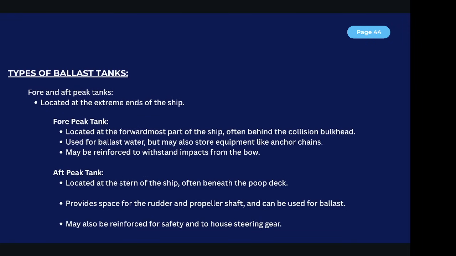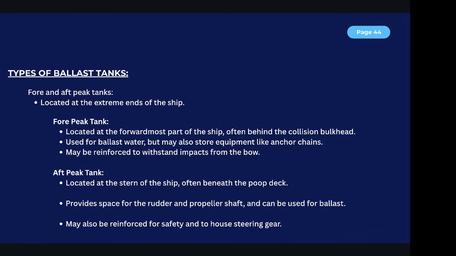We also have other types of ballast tanks. First is the fore and aft peak tanks. These are located at the very extreme ends of the ship. The fore peak tank is located at the forward-most part of the ship, often behind the collision bulkhead. It is used for ballast water, but may also store equipment like anchor chains. It may be reinforced to withstand impacts from the bow.